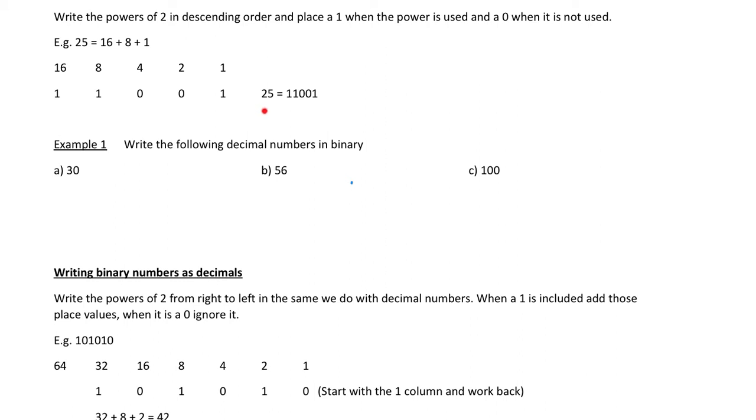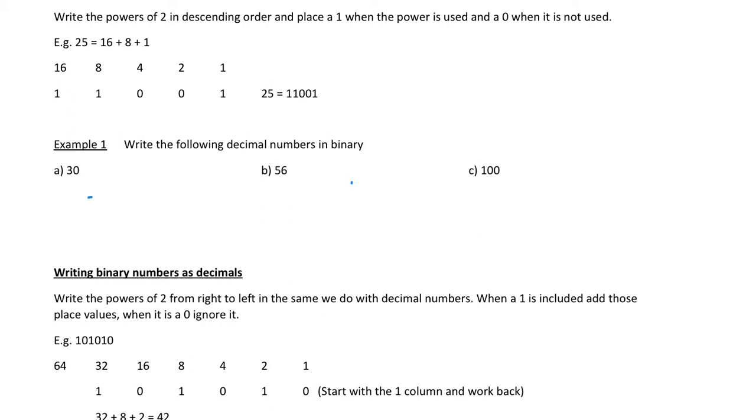So 25 written in binary form is 11001, and you can see that's what we have here. We're going to do a couple of examples using the same method.